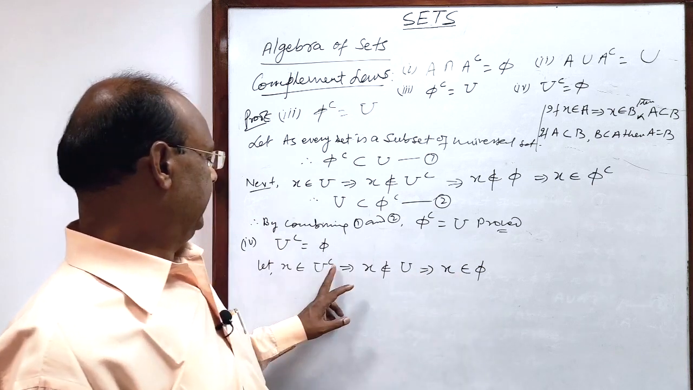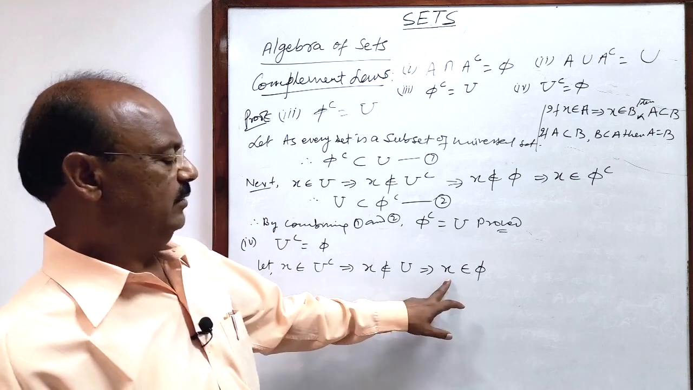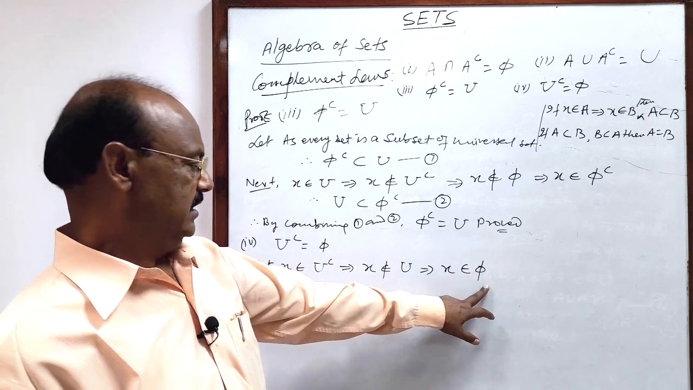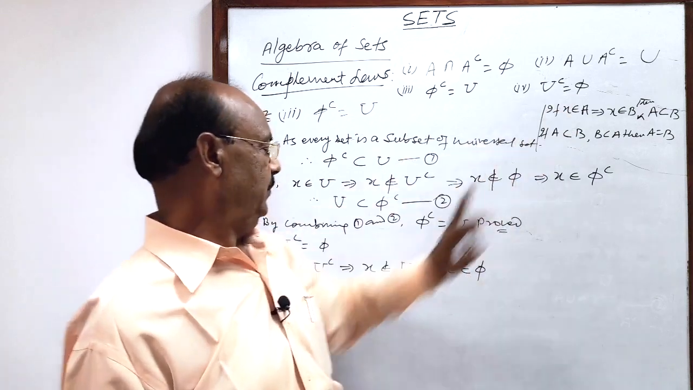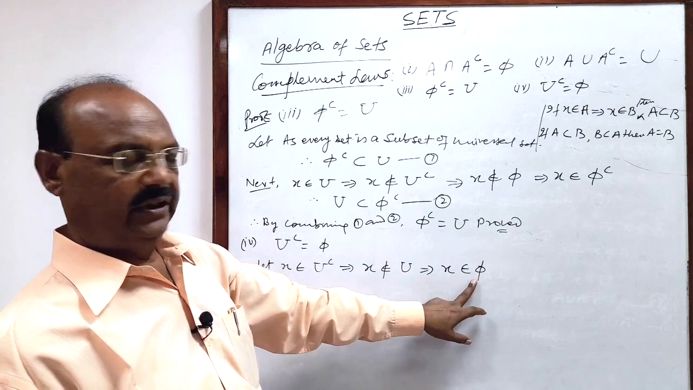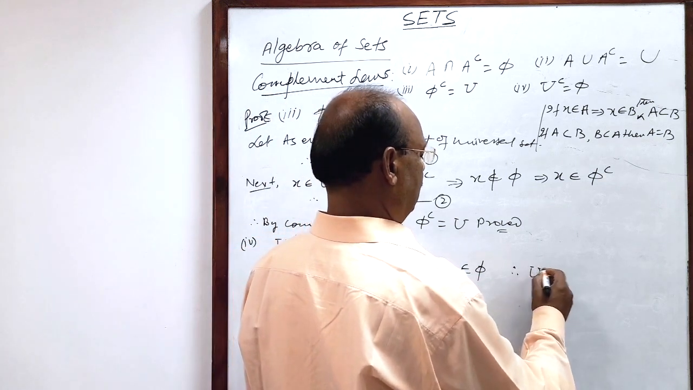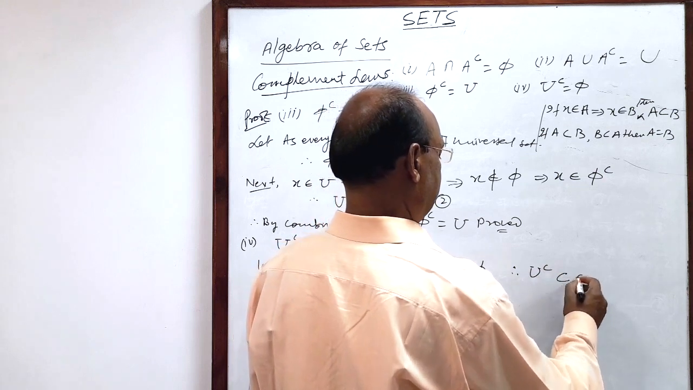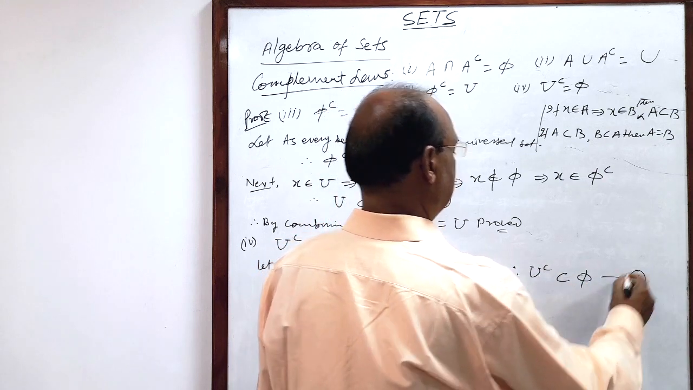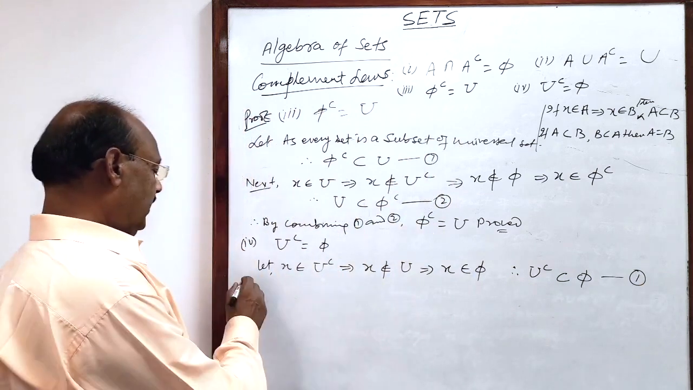So here we are finding x belonging to U complement implies x belonging to the null set. So by this property, U complement is a subset of the null set. Therefore, U complement is a subset of the null set. Let us write here relation number 1. Okay.